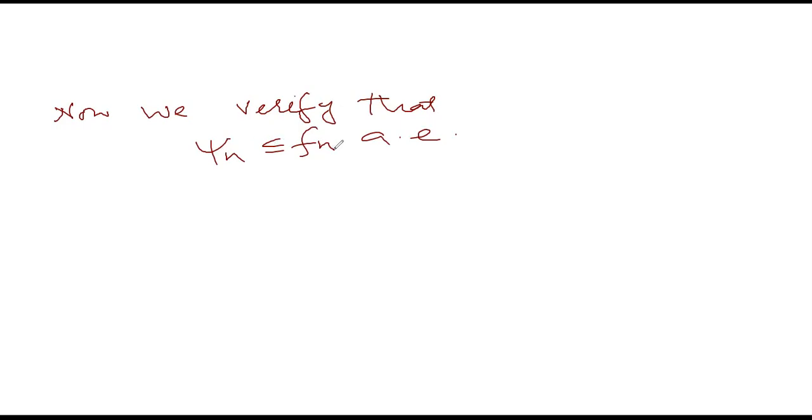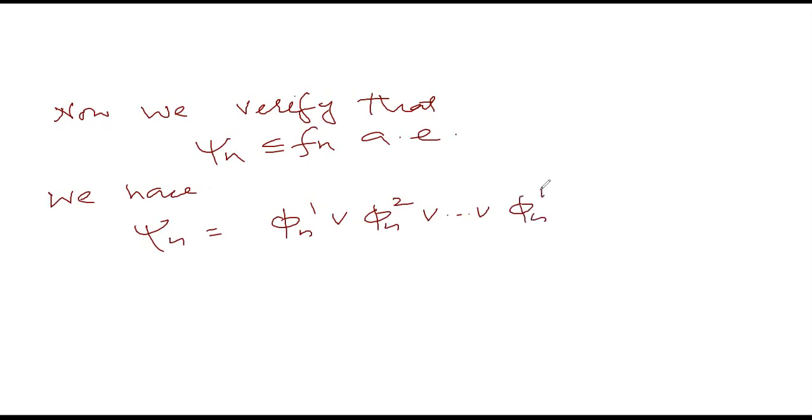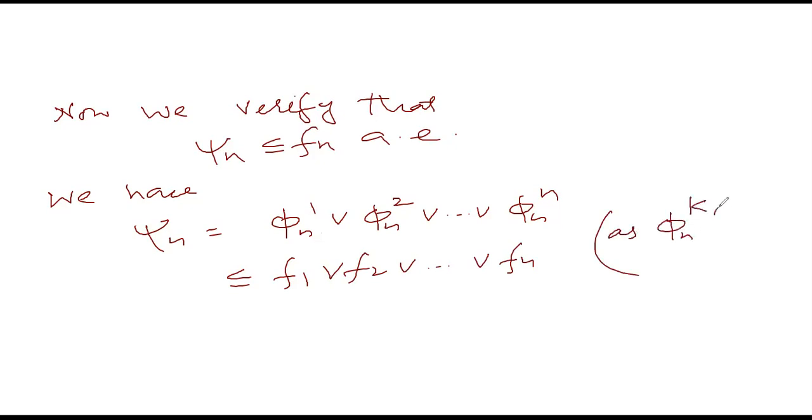So what's psi n? We have psi n, which is equal to phi n1 join phi n2 join phi nn, and phi n1 is less or equal to f1, because the limit of phi n1 is equal to f1, and it is an increasing limit, and this is less or equal to f2 join so on join, this is less or equal to fn, as phi nk increases to fk. It's true for all k greater or equal to 1.